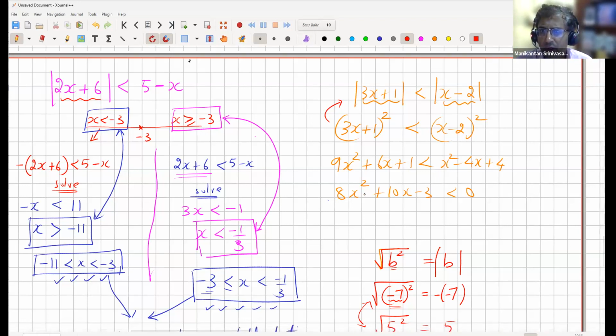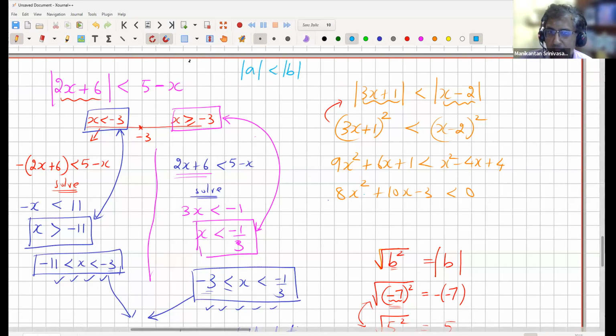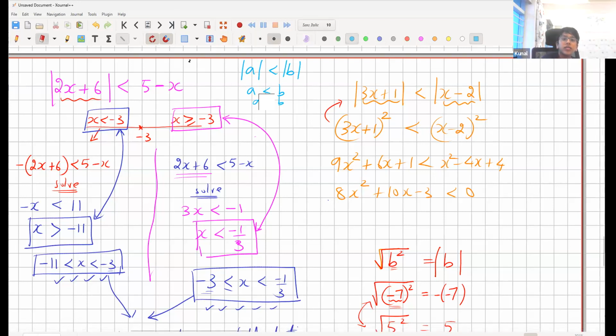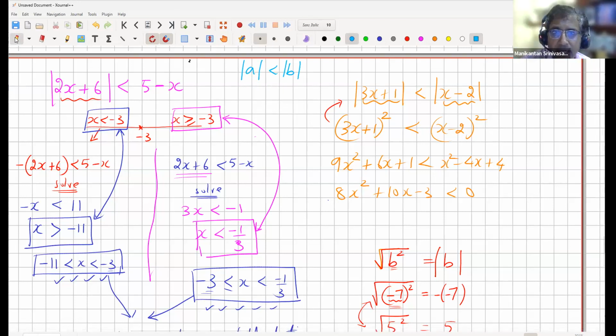I'm not entirely following what you're saying. Okay, let me just, so basically, if I'm saying mod A is less than mod B, right? Then I cannot say A less than B or A greater than B. None of this, I cannot make any such inference. I can only when both are positive, there's no doubt at all, right?